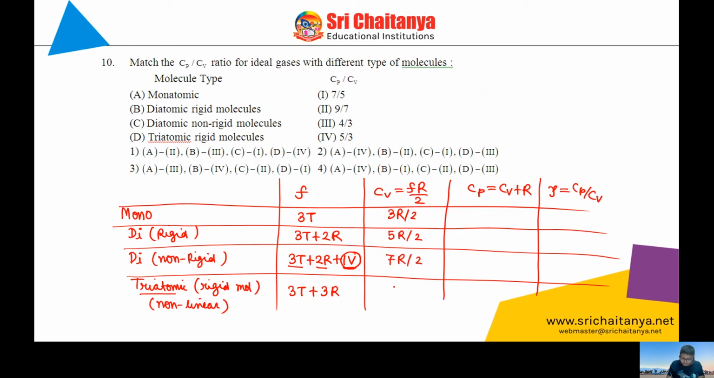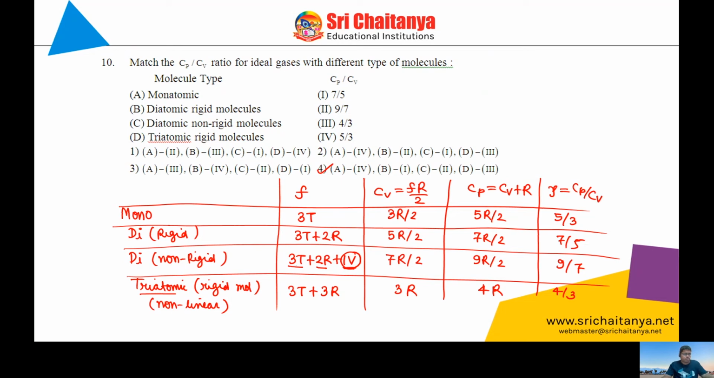And this will be simply 3 translational plus 3 rotational, so 6R by 2, that is simply 3R. And just in order to get Cp, you just need to add R in that, so that will be 5R by 2 here, 7R by 2 here, and that would be 9R by 2, and that would be 4R here. So just by dividing, you will get 5 by 3 and 7 by 5 and 9 by 7, and that would be 4 by 3 over here. So I guess the fourth option would be the right choice in that case, right?